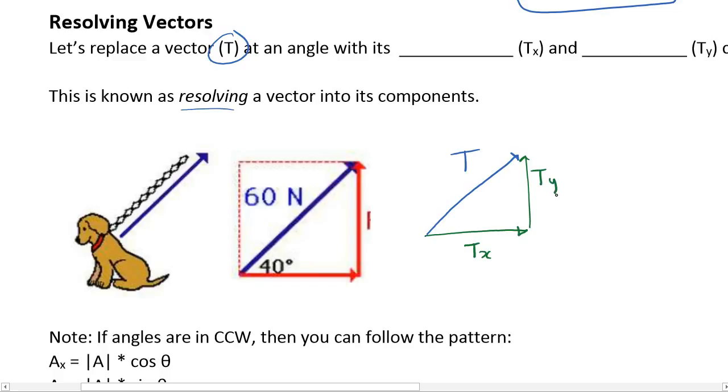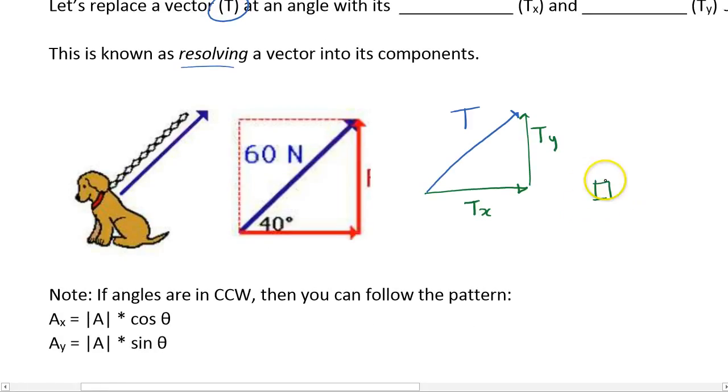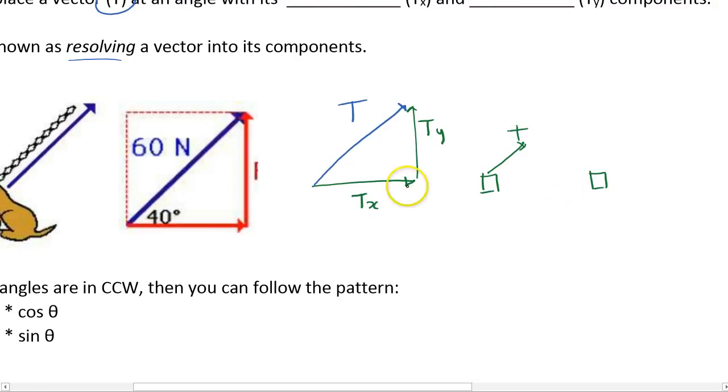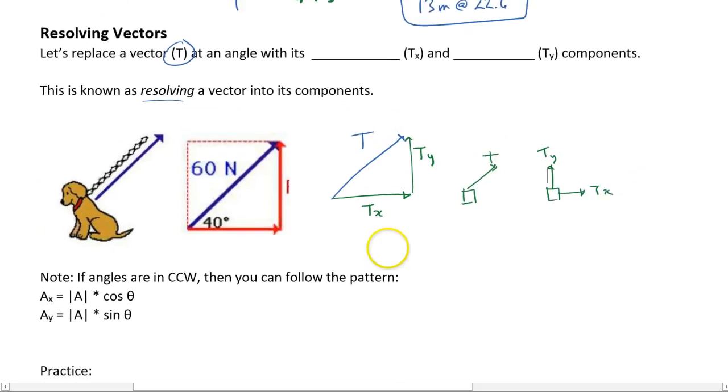If I was to do this diagram, of course I could not draw a dog that nice, but let's say here was my original diagram with a T. I could redraw it afterwards and replace it with Tx and Ty. So instead of having this one, I have these two. These two added up, Tx and Ty added together, is the same thing as my original T vector. So I start off with this vector, and I resolve it into components, and then I replace this one with these two. And they're so much easier to add because they're vertical and horizontal.